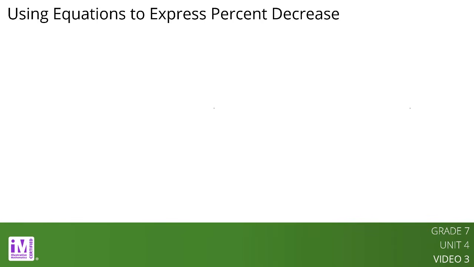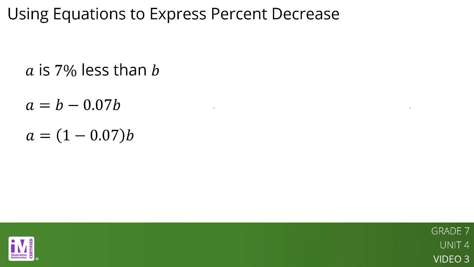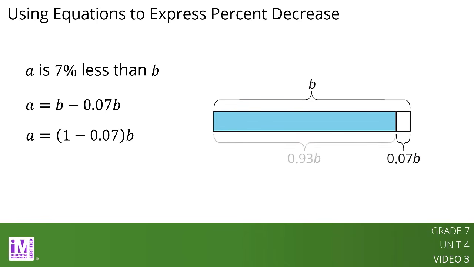We can use equations to express percent decrease. Here is another example. If A is 7% less than B, we can represent this using any of these equations. A equals B minus 0.07B. A equals the quantity 1 minus 0.07 multiplied by B. A equals 0.93B.